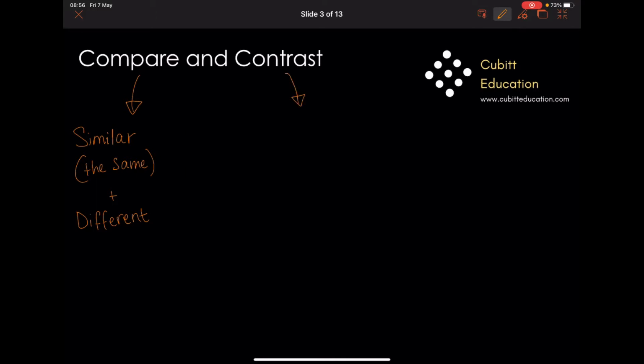When we are contrasting something, we are saying how they are definitely different. There's quite a big difference probably. So what we're going to do is look at some examples of comparing and contrasting and how you can use vocabulary to explain what you mean.